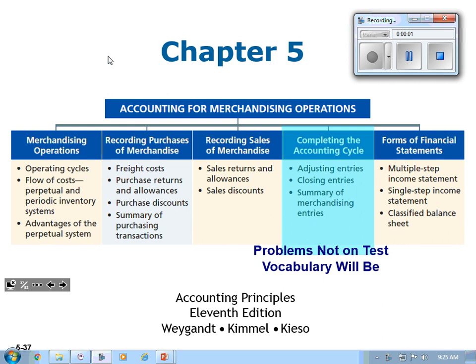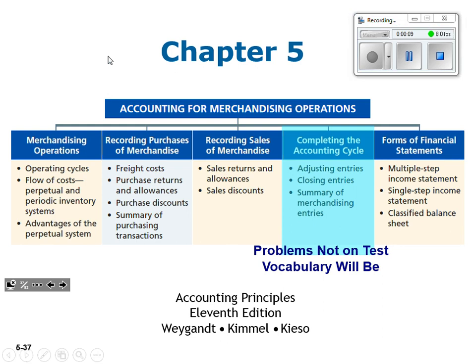So we're going to move into the last bit of the chapter, but before I do, I'd like to just remind you where we've been. We talked a lot about operating cycles versus accounting cycles. We talked about perpetual and periodic inventory and why perpetual is probably, from an accounting standpoint, a little bit better. We talked about buying stuff. We talked about selling stuff.